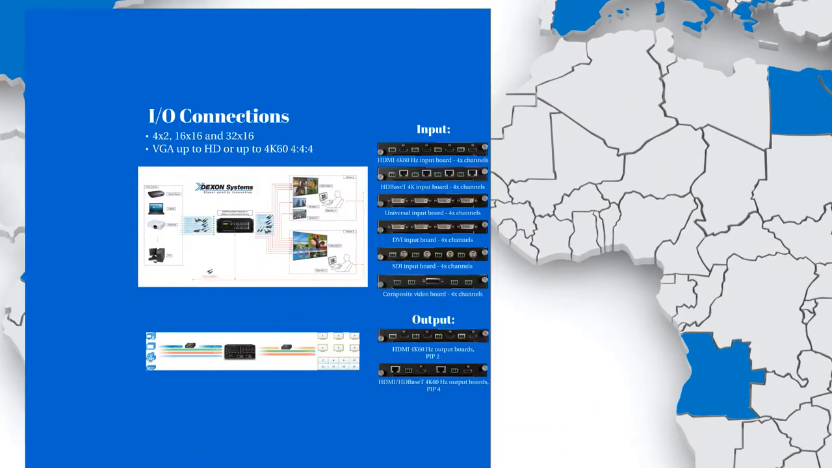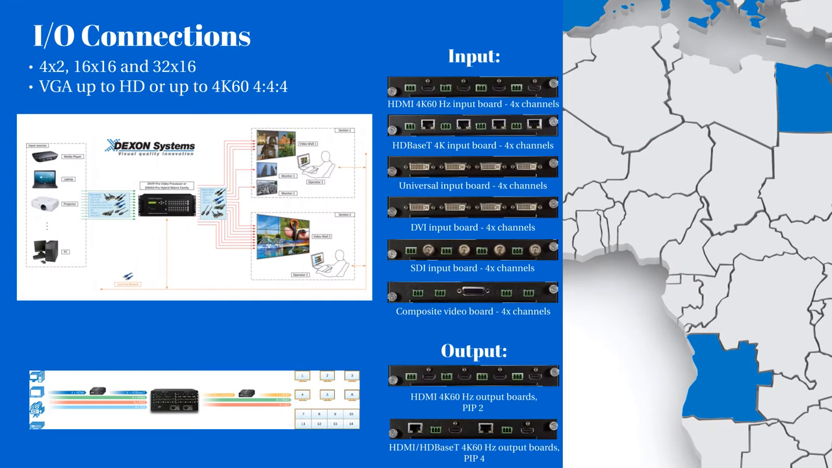This box is available in a 4U high chassis having 4 input and 4 output slots. Each input card offers 4 channels. The output cards can give you 2 or 4 channels. Thus, the minimum configuration is 4x2, the maximum configuration is 16x16 or even 32x16. DVP504 handles input signals such as HDMI, SDI, and HDBaseT connection.